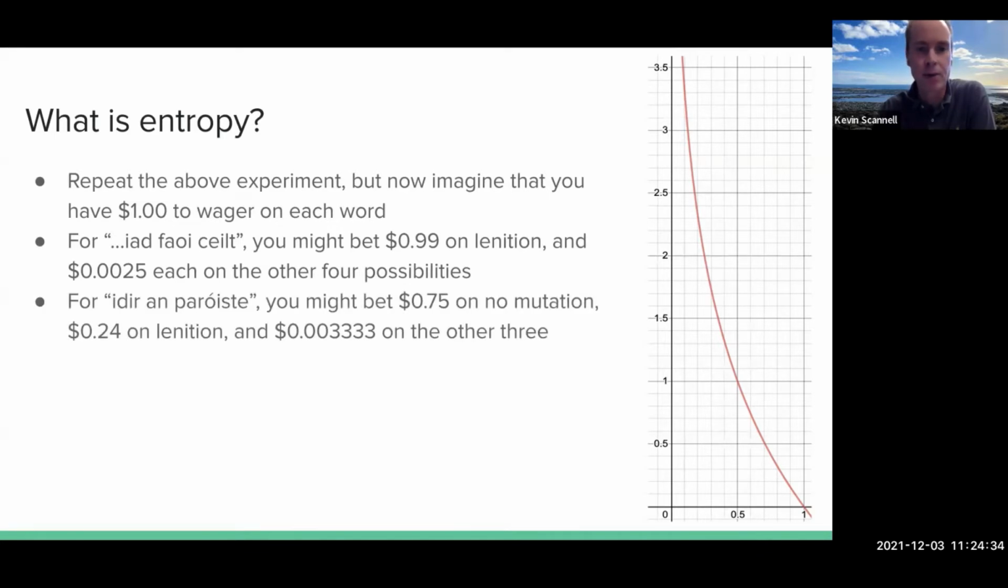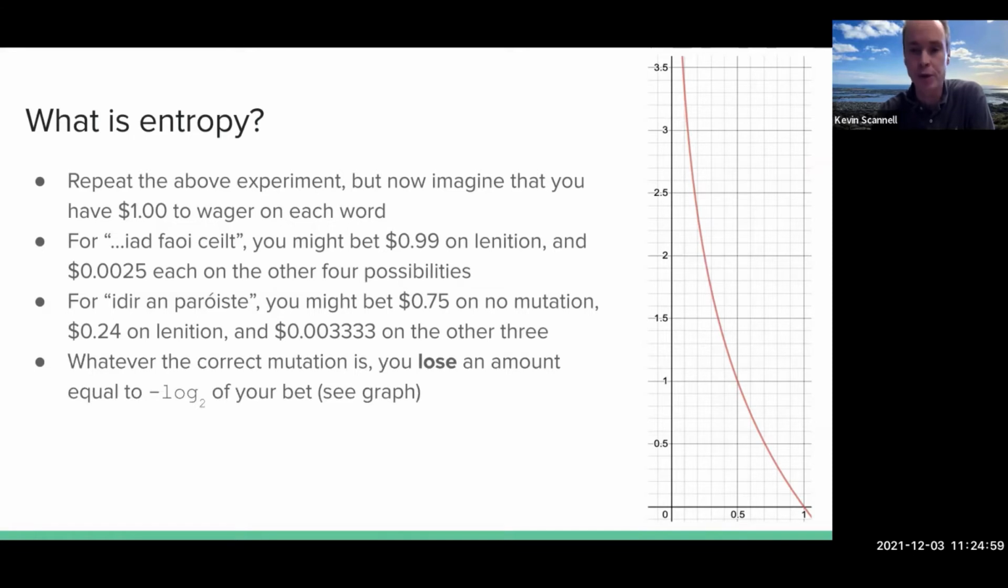In a case like Peroshta, you look up in the dictionary and you say, well, it's usually masculine, so I'll put most of my money on no mutation. But I know that it's feminine in Donegal sometimes, so we'll put almost a quarter on lenition, and then the rest are highly unlikely or impossible, so we spread the rest of the money on those. So this is the game that you play, and this is the game that I'm trying to get the computer to play well. Whatever the correct mutation is in context, you lose an amount of money equal to the negative log base 2 of the bet that you make.